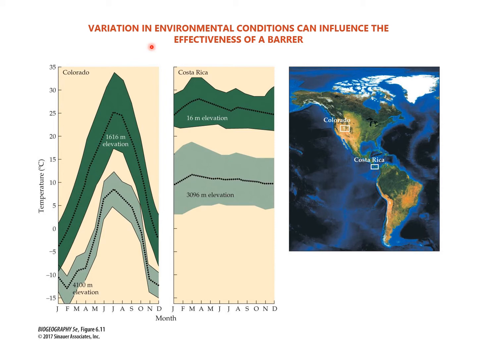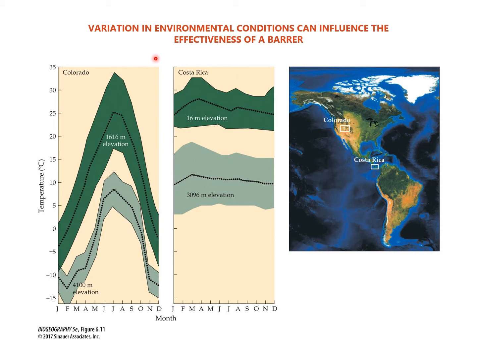One of those things is that variation in the environmental conditions can influence the effectiveness of a barrier. So in general, barriers tend to be less effective in areas that have a lot of variation. And when we say effective, we're not really indicating that a barrier is a good or bad thing, just how much of a barrier it is. I realize I spelled that wrong there. How much of a barrier is it to a species that's trying to cross it is what we're getting at with effectiveness.